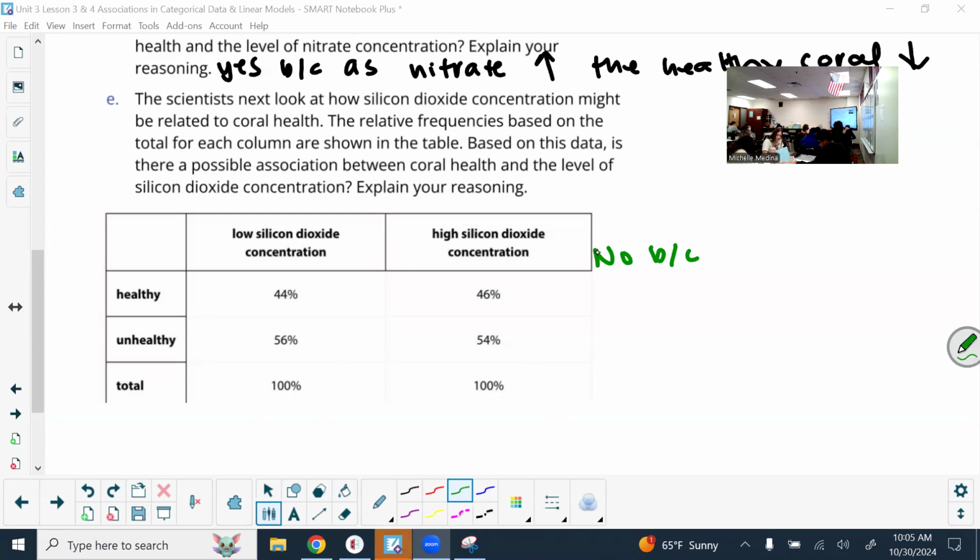Is there a significant change when there's low versus high levels of that chemical? No. So, and also, these are pretty close to each other. It's like a 50-50 split almost. So you could say a few different things to justify it, but you could say no because the health doesn't change much with different levels of the chemical.